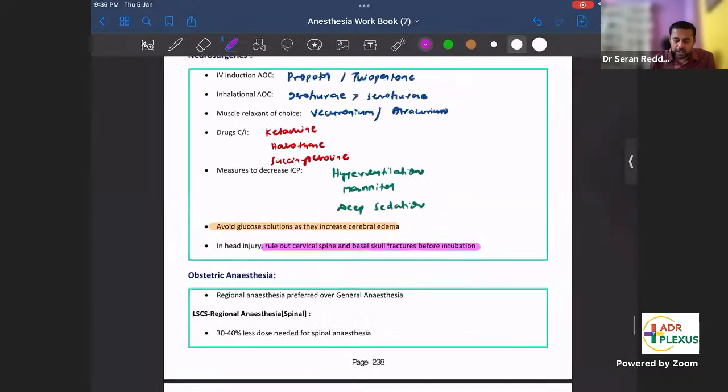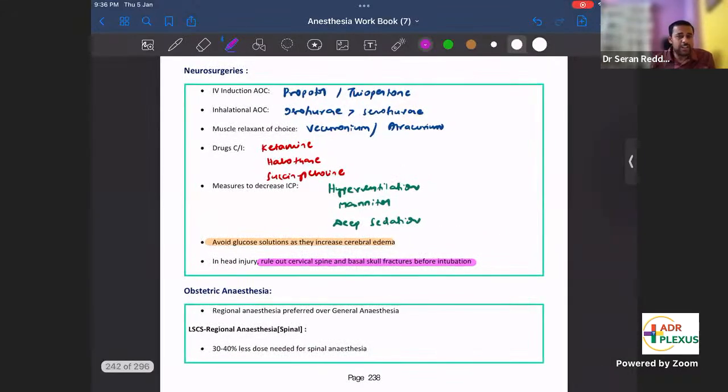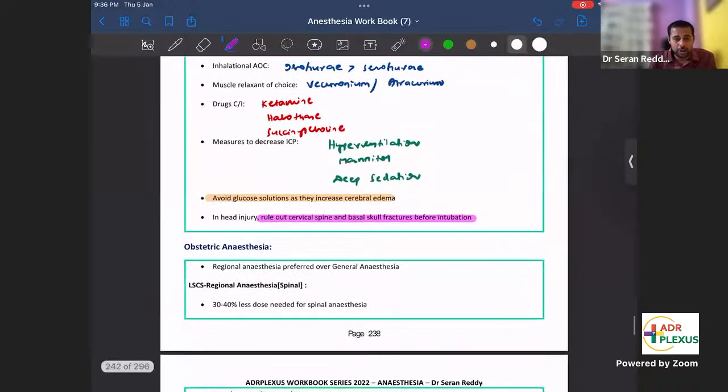This is about neuroanesthesia. Just take 10 seconds to see these points. IV induction agent of choice, you can use propofol or thiopentone. Inhalational, you prefer isoflurane or sevoflurane. Muscle relaxant, you can use vecuronium or atracurium. Drugs contraindicated are ketamine, halothane, and succinylcholine. Measures to decrease ICP are hyperventilation, mannitol, and deep sedation. Avoid glucose solutions as they increase cerebral edema. In head injury, rule out cervical spine and basal skull fractures before intubation.